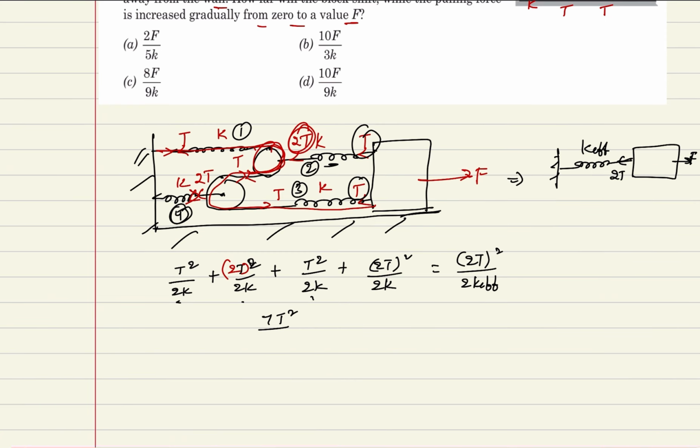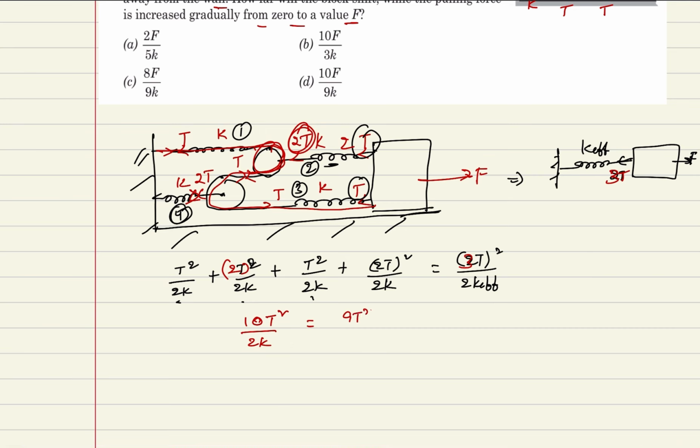Now we can write the total value. If you see T square plus 2T square plus T square plus 2T square, the total value is how much? This is actually 4 plus 4, 8. 8 plus 9, 10. So you can write 10T square divided by 2K is equal to 4T square. This value also will change here, 3T will come. Okay, we can write 3T.